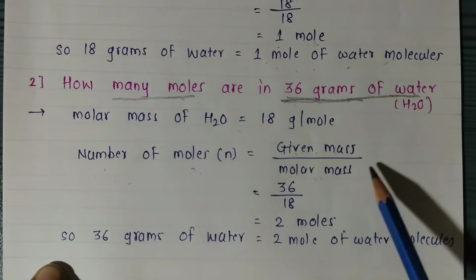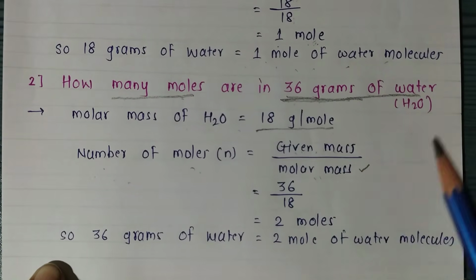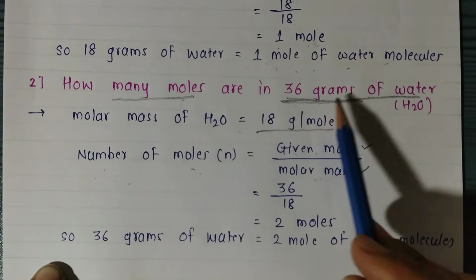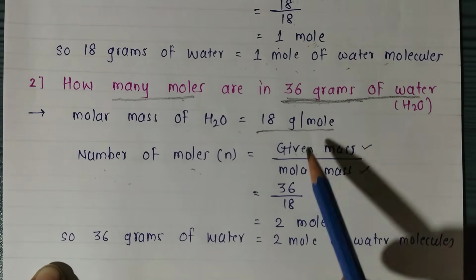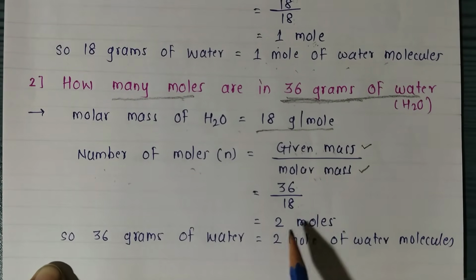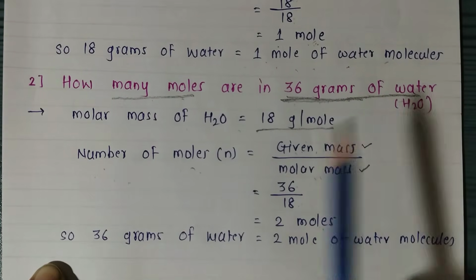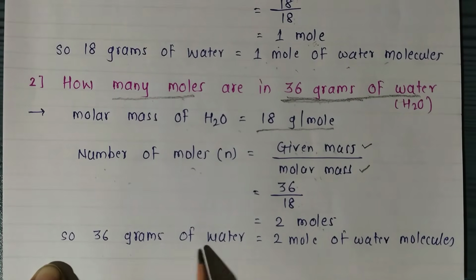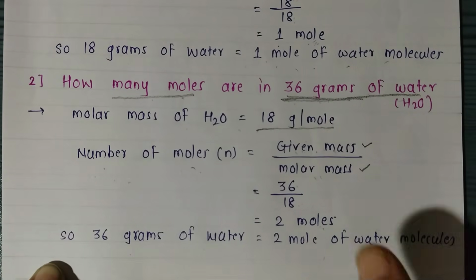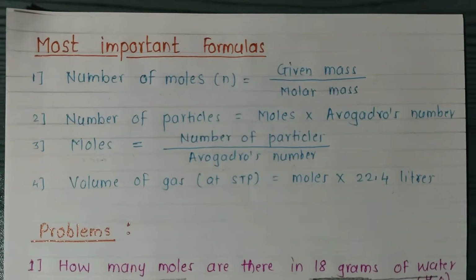So here we have the value of molar mass, that is 18 gram per mole, and the given mass is also given here, that is 36 gram. So 36 divided by 18, that means 2 moles. So how many moles are there in 36 grams of water? 36 grams of water consist of 2 moles of water molecules. In this way we calculate the number of moles.